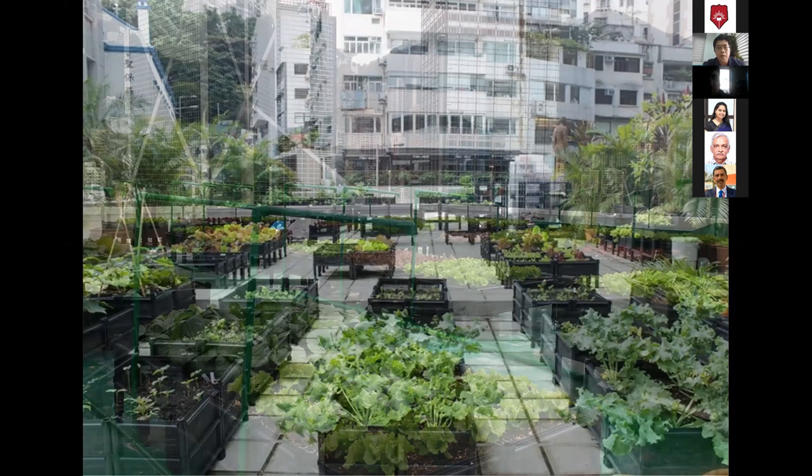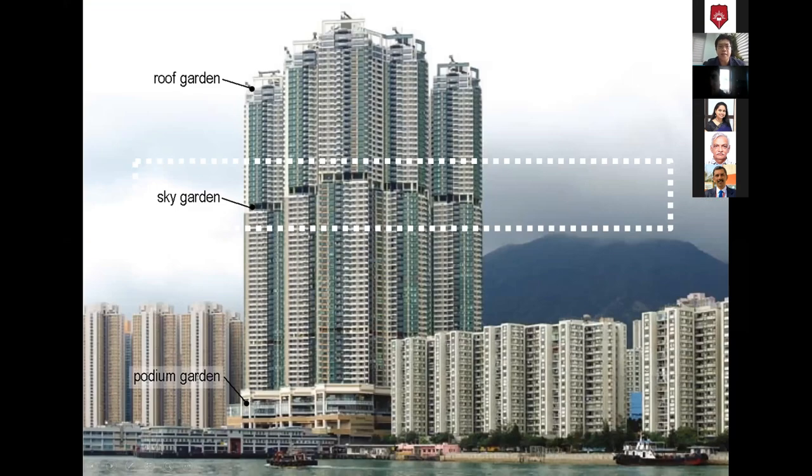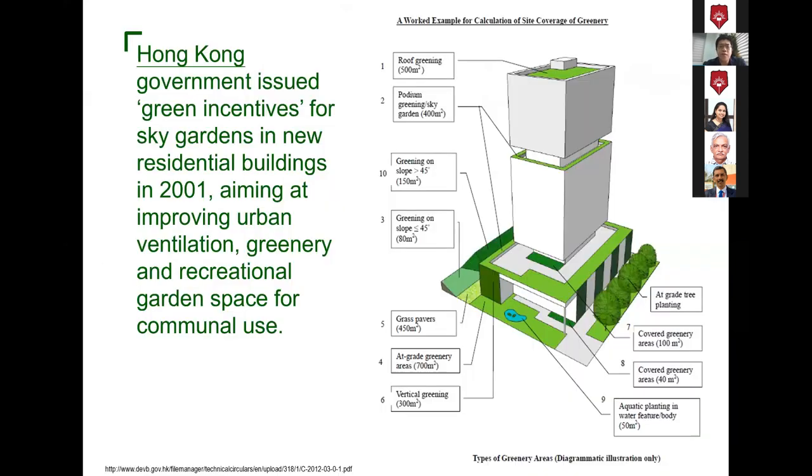What I'm going to talk about is the sky garden. It's not just the roof garden on the roof, and not the podium garden or street garden. It's at the intermediate levels, a covered outdoor space. And this is the typical high-rise residential block in Hong Kong. So whether we can have many more communal green spaces at different levels.